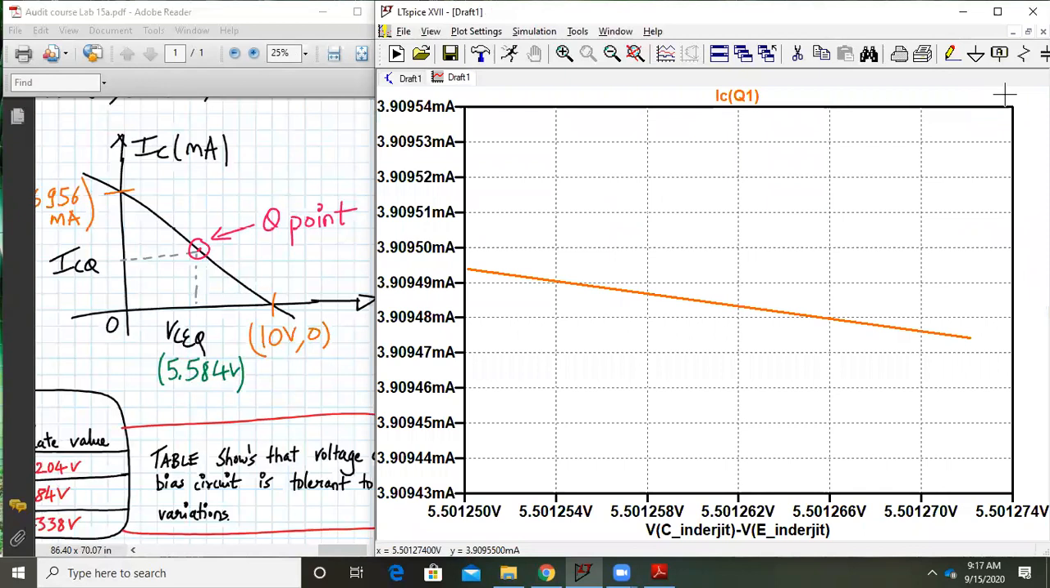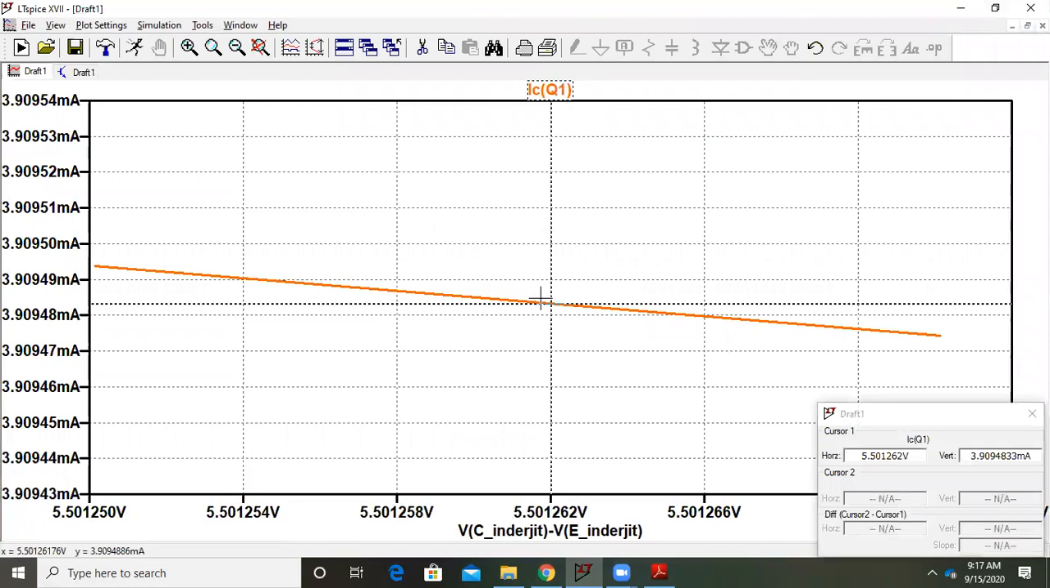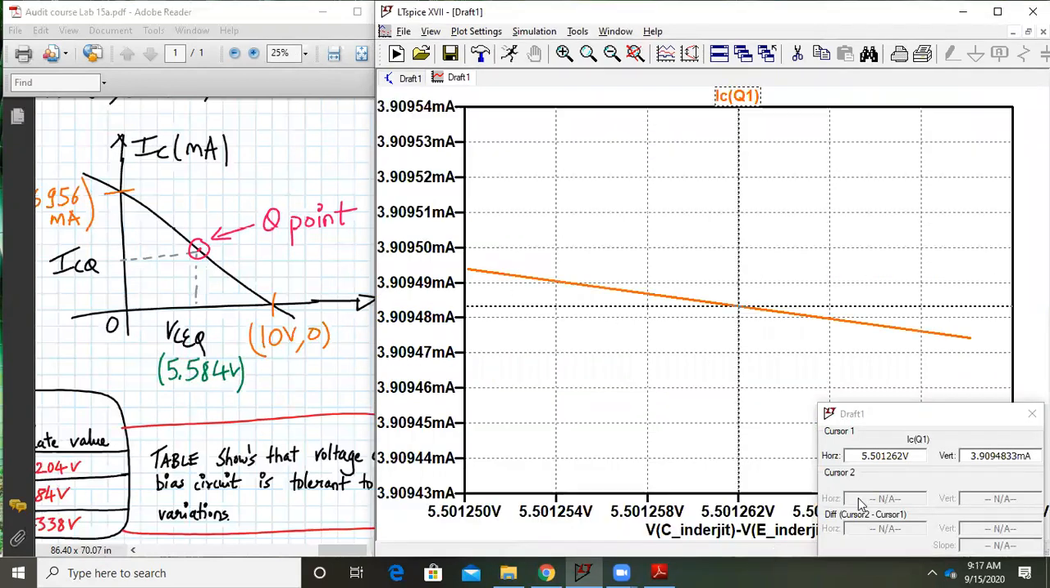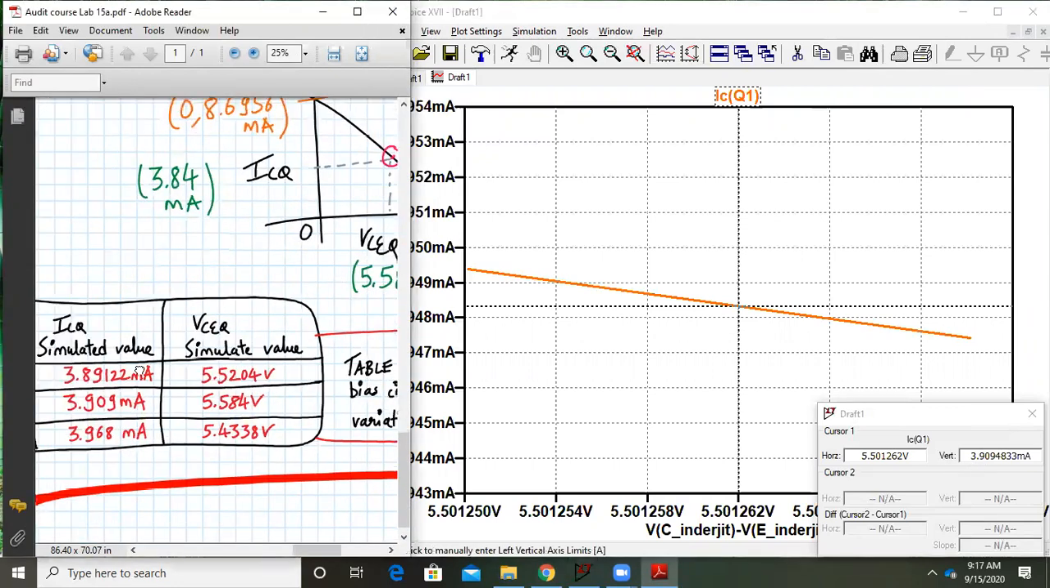If you see carefully, this will be my Q point. Now, if you see this point's value, I can show it to you. I right click over here and see this value. How much is this? I can see the X and Y coordinate with this label. So this is 3 point. Let me just show you.